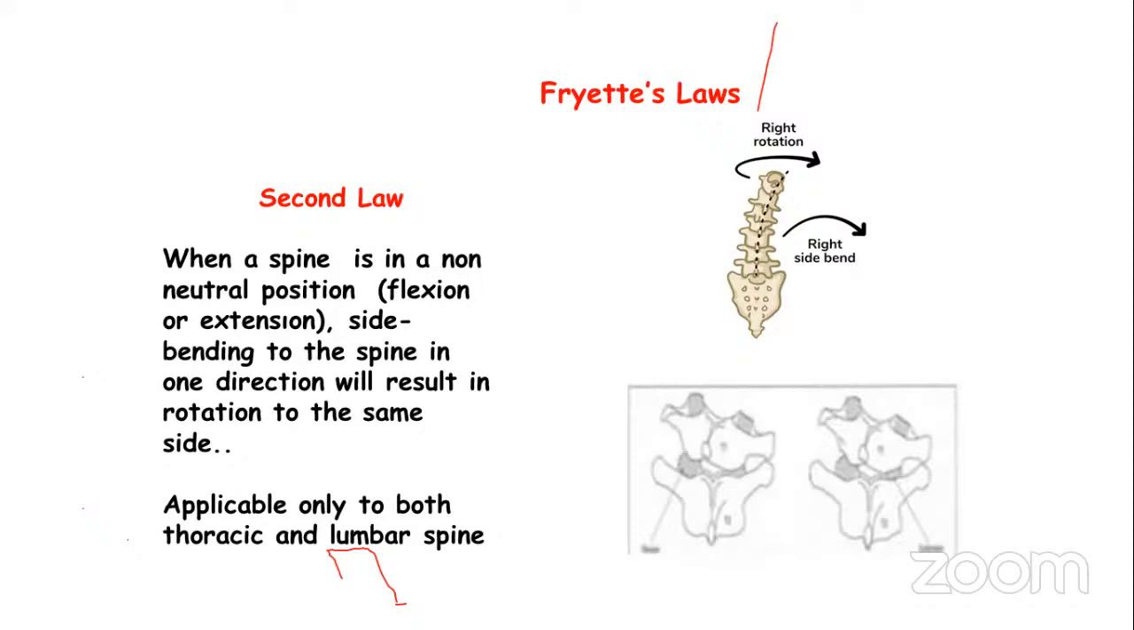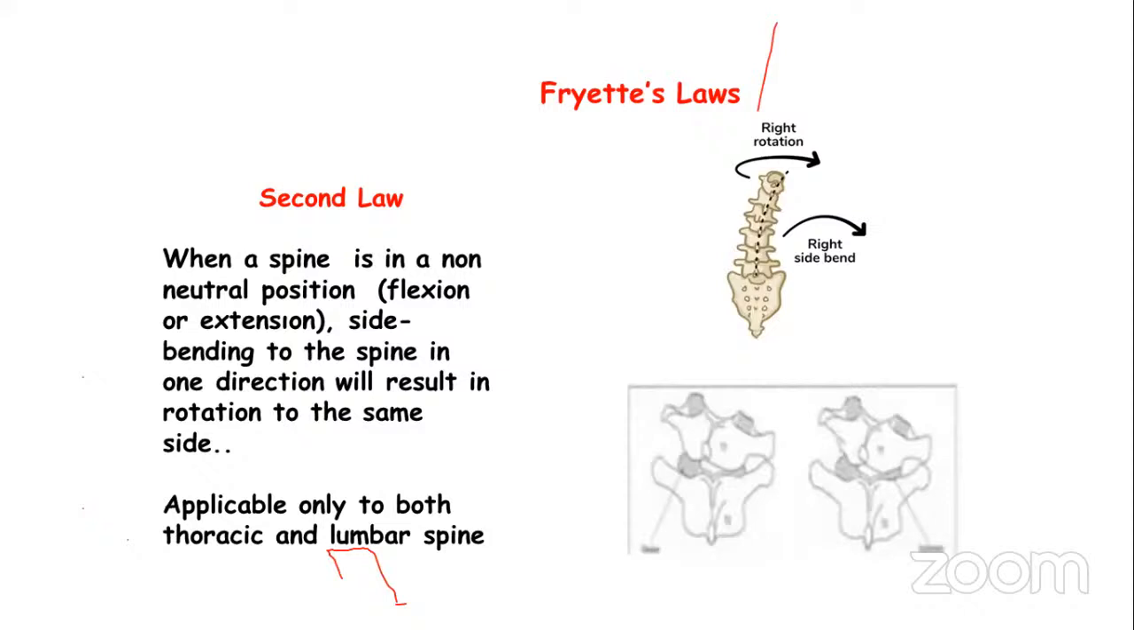As you bend to the left in that extension, your rotation will also go to the left. As you bend to the right in that extension, your rotation will also go to the right. Or if you put yourself in flexion and you now side bend to the right, your rotation will still go to the right. So Fred's second law is saying that in a non-neutral position, that is either flexion or extension, side bending of the spine to one direction will also produce rotation on the same side.